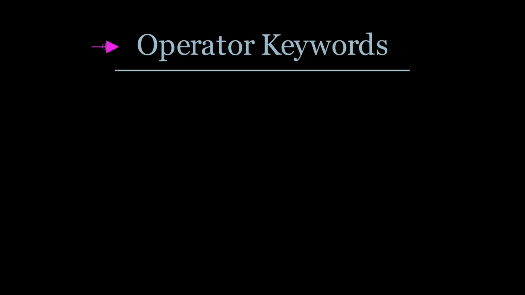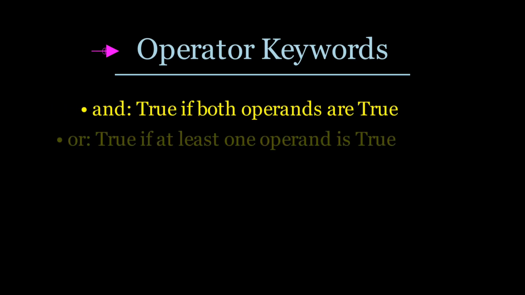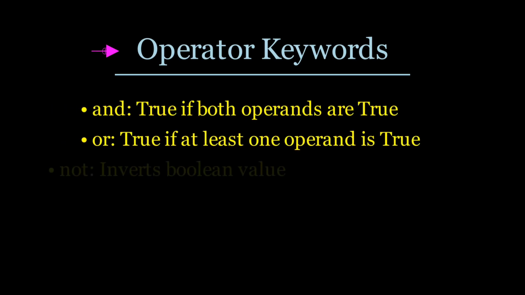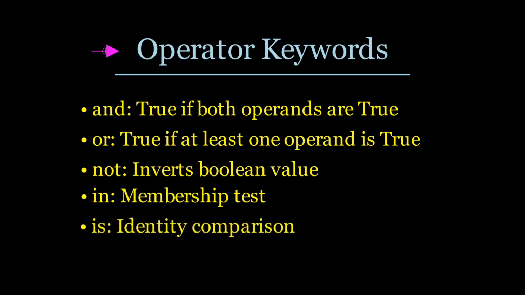Moving on to operator keywords. These are the logical building blocks that help us combine and compare values. We have several key operators: and requires both conditions to be true, or needs just one true condition. Not inverts the Boolean values. In checks for membership, is verifies the identity, not just equality.